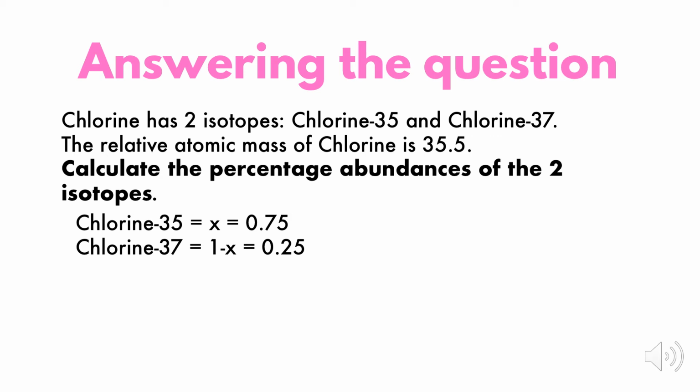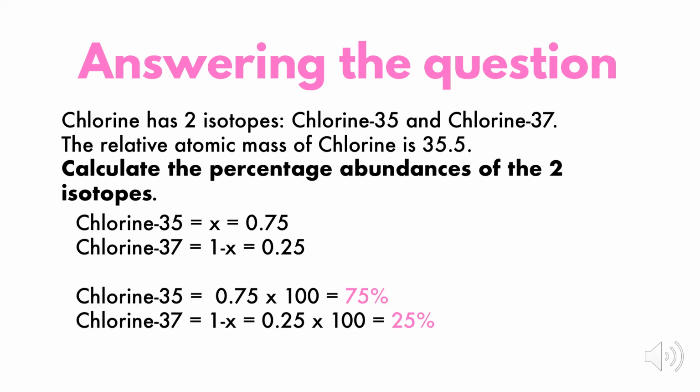Once we have the decimal abundances, to get the percentages, we just need to times by 100. So 0.75 times 100 gives you 75%, and 0.25 times 100 gives you 25%. And that's it, we've answered the question fully now.